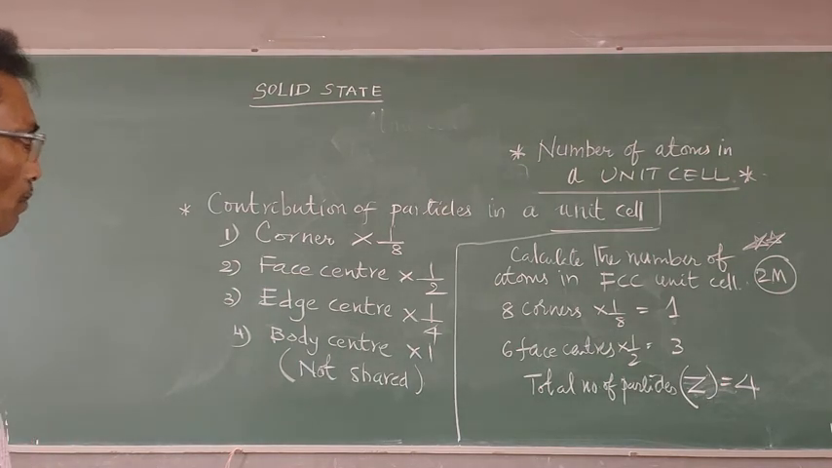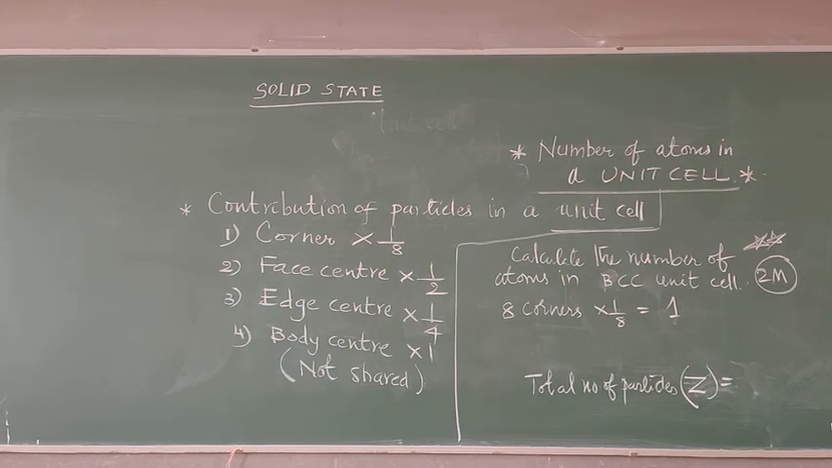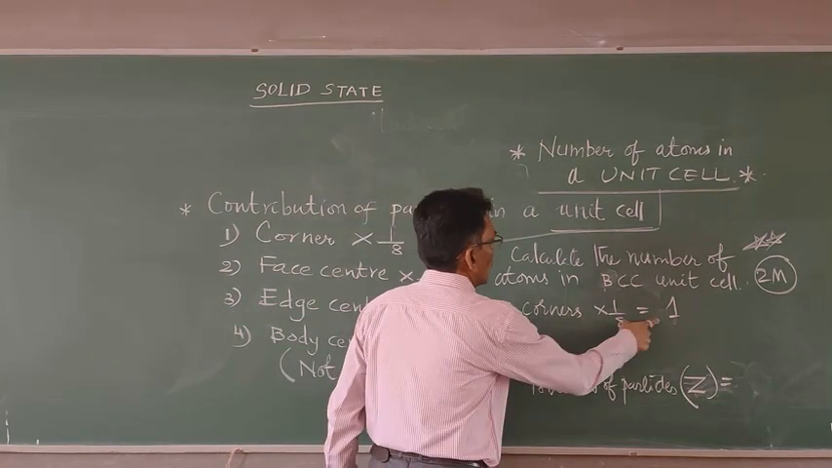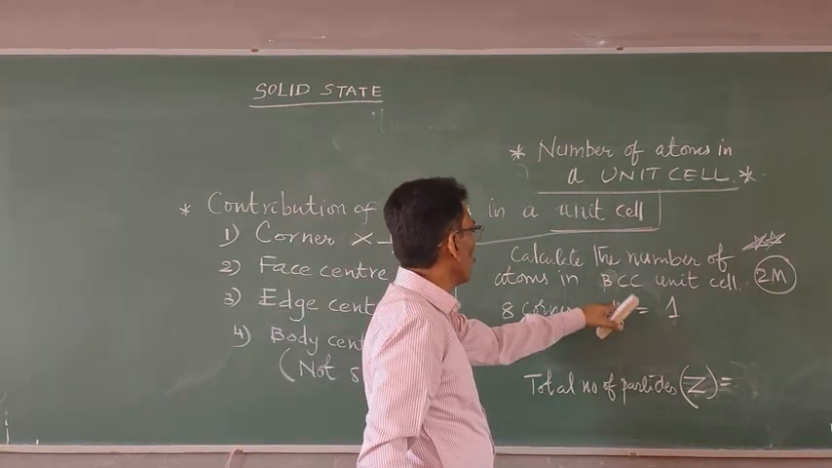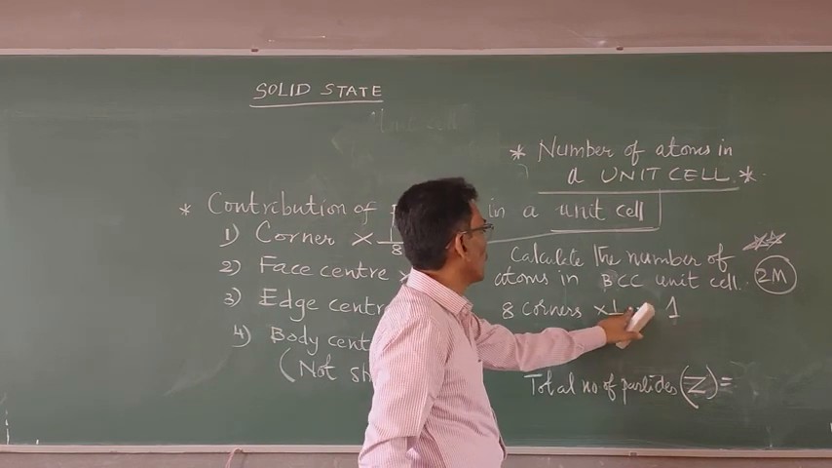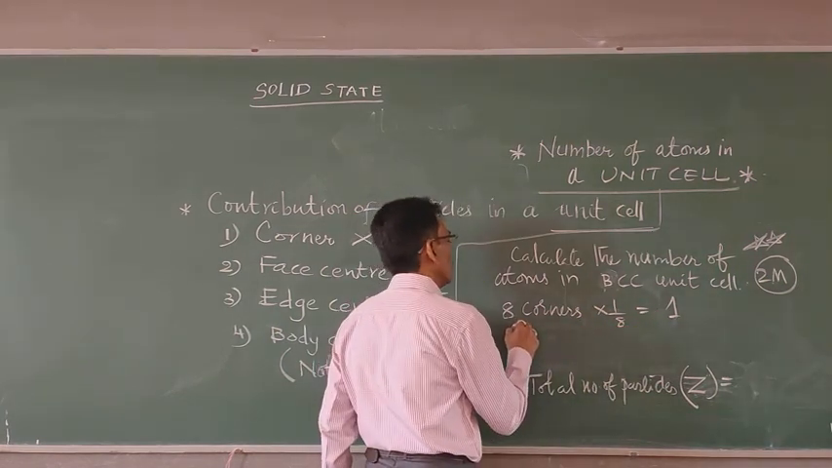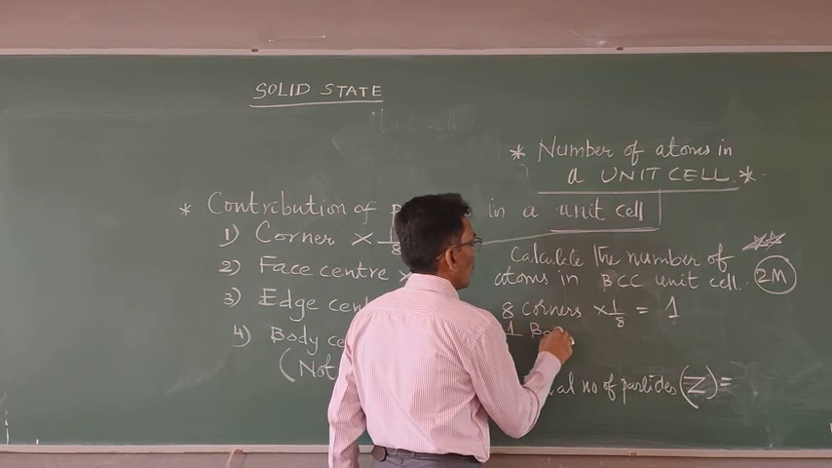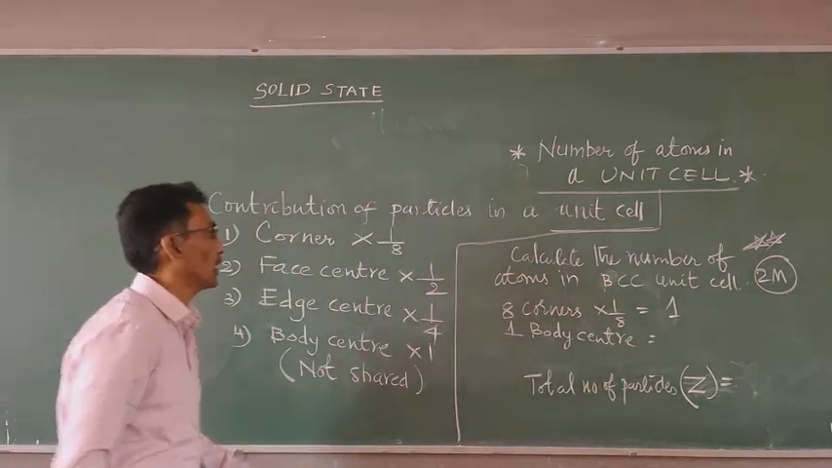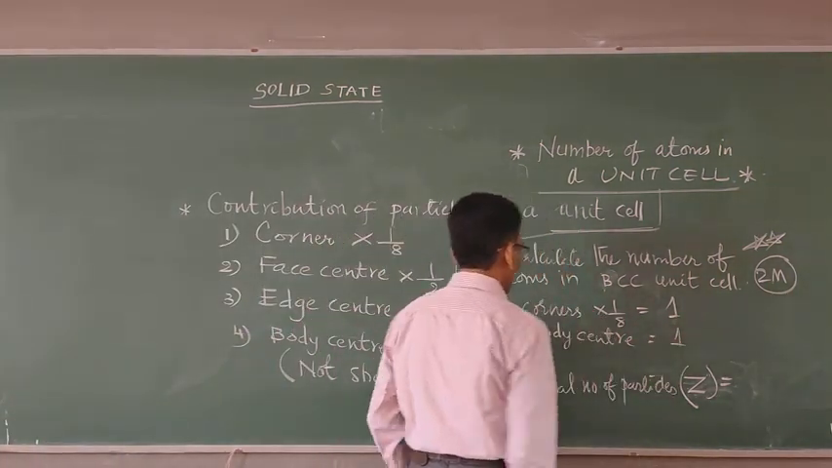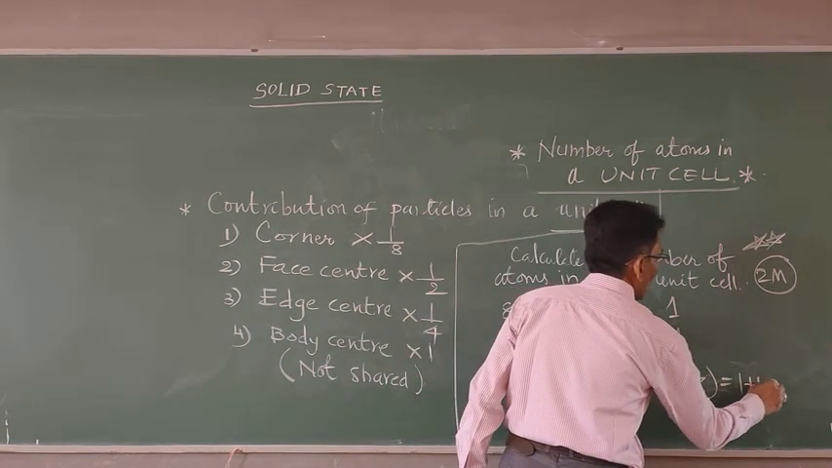Calculate the number of particles per unit cell in BCC. Right, in BCC, what is observed here, students? In BCC, the particles are at corners. So 8 corners shared by 8 neighboring unit cells. So the portion is 1/8 of this unit cell. 8 into 1/8, that is 1 particle, and 1 body center. What is the specialty of body center? Cannot be shared. So that is 1. Total number of particles 1 plus 1, that is equal to 2.